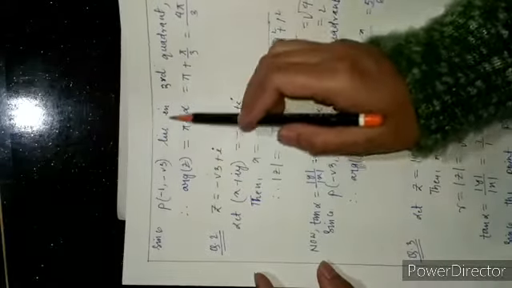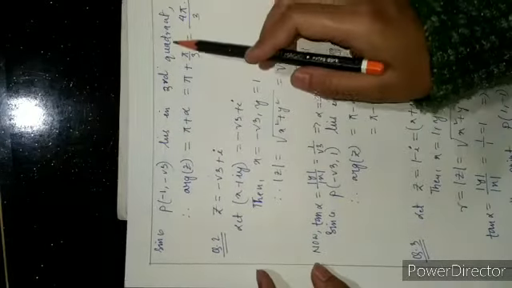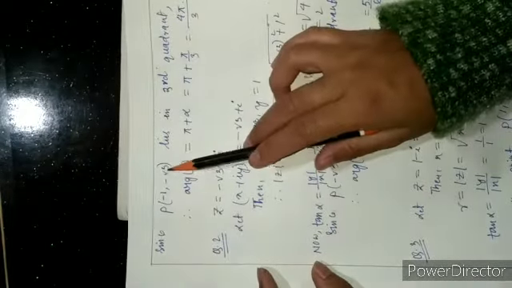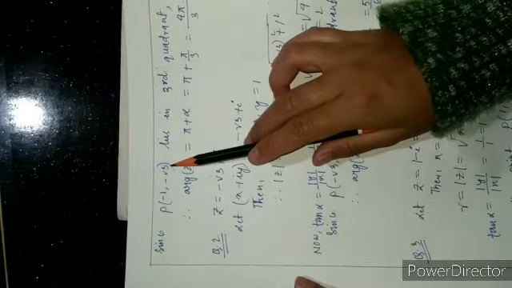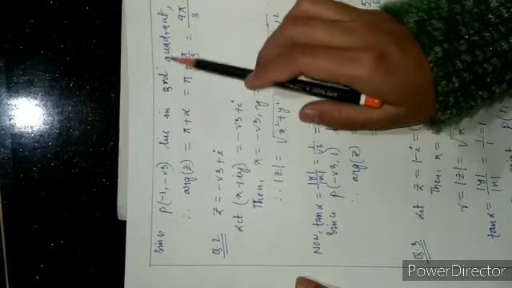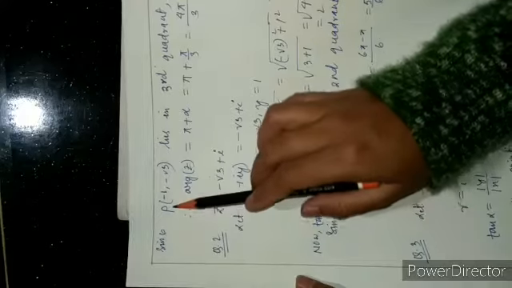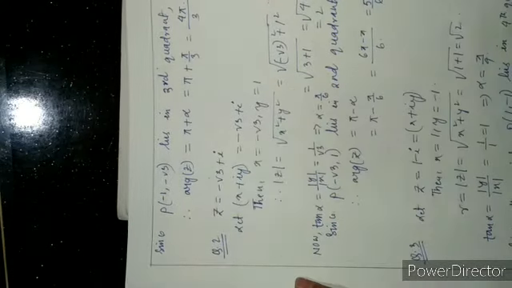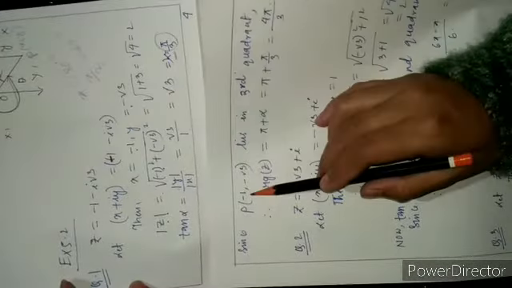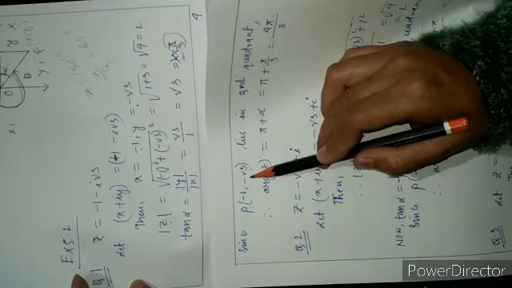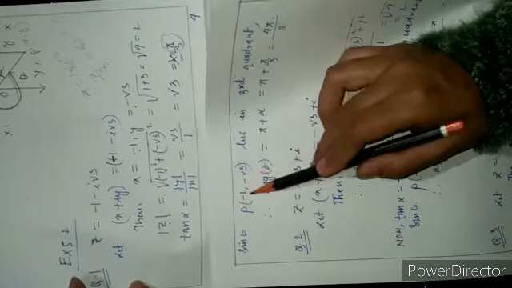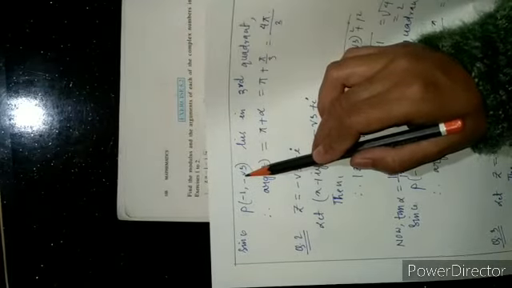Then check the point P representing the complex number belongs to which quadrant. Point P is x comma y. Here the value of x is equal to -1 and the value of y is equal to minus root over 3. Both are negative, so it lies in the third quadrant.